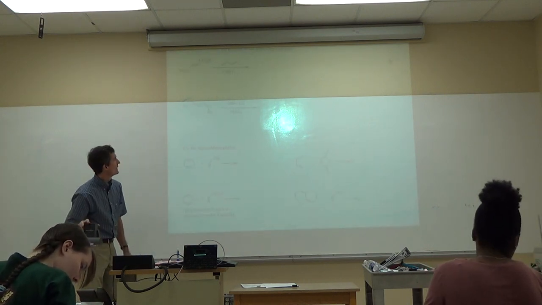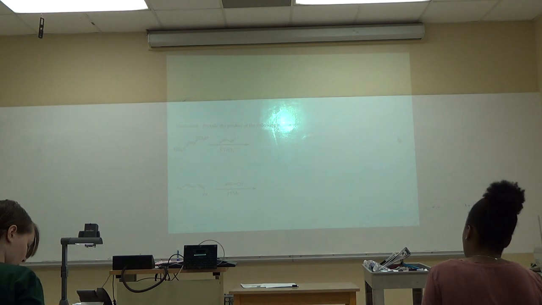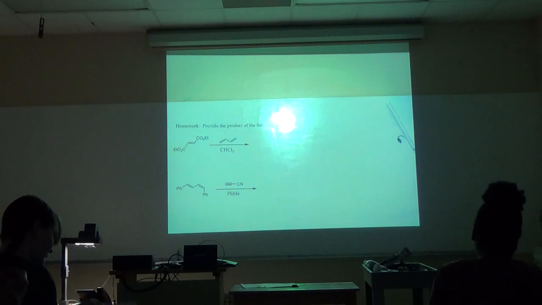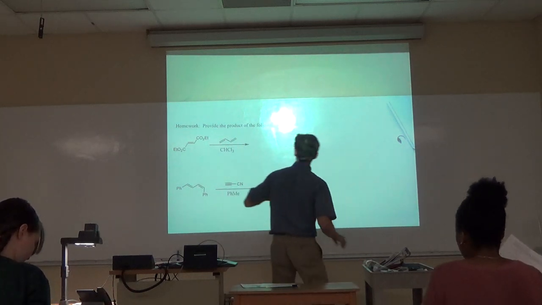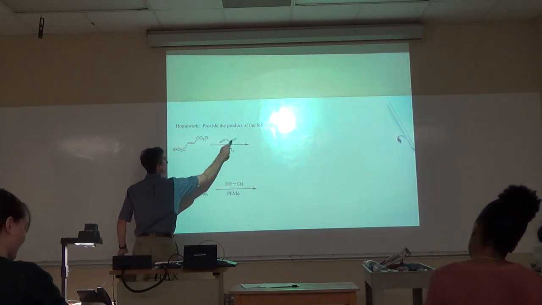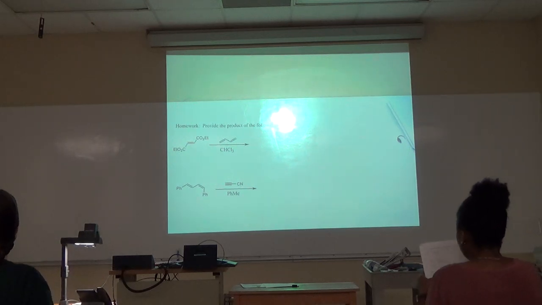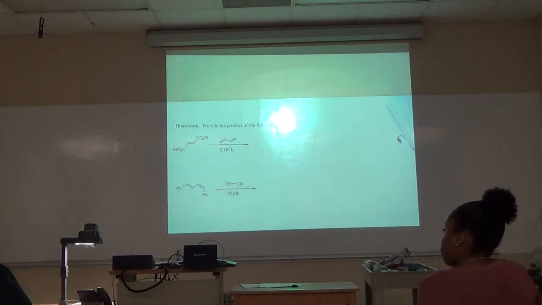Diels Alder. Let's go back and see how we did on some of these here. First one, what do we have here? We got a diene. We recognize the diene. We have a dienophile, which is typically what? An alkene. Now, in advanced chemistry, you can have other things. You start having other fours and other twos. But it's still going to be a 4 plus 2.